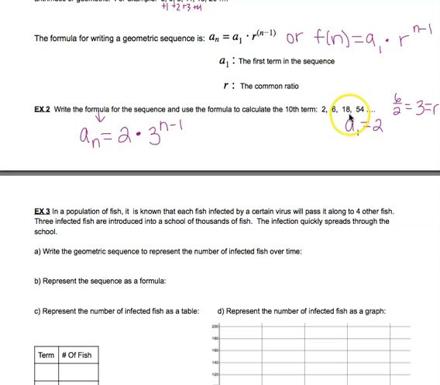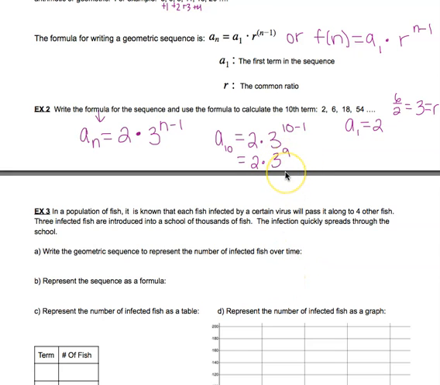Then it says use the formula to calculate the 10th term. So that means it wants a sub 10 or f of 10. And so 2 times 3 raised to the 10 minus 1. So 10 minus 1, when you have something in the exponent like that, that implies parentheses around it, meaning you need to do that first.